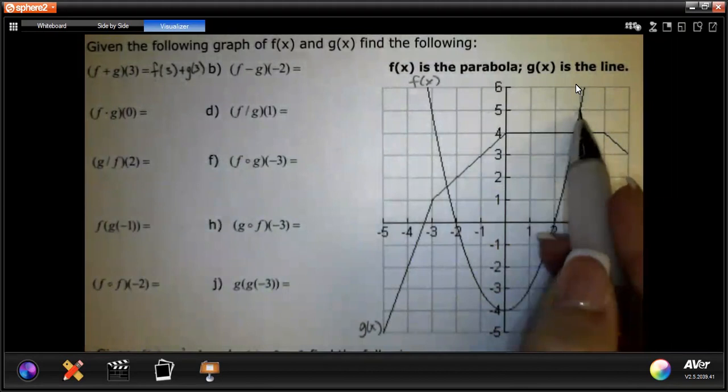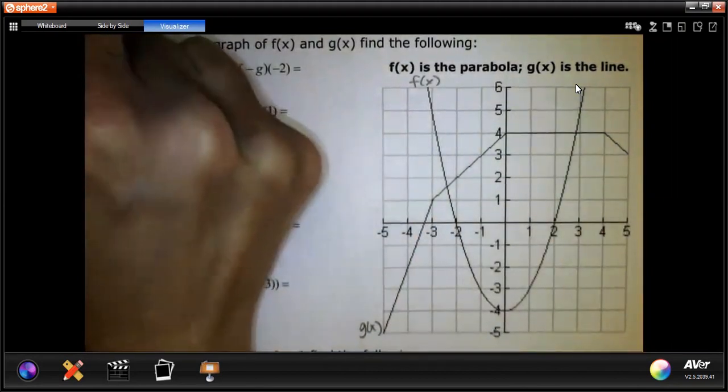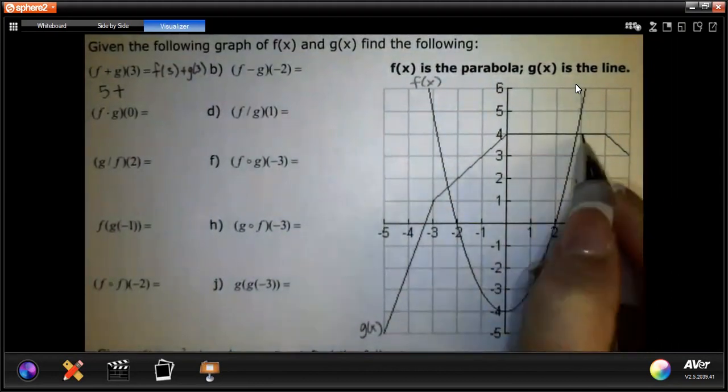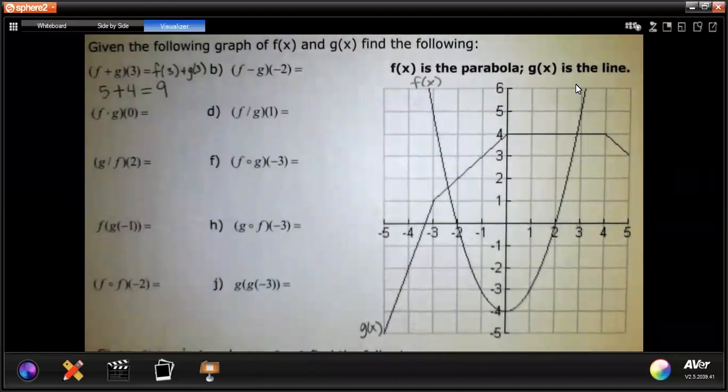So right here, it is at 5. So this would be 5. I go to 3, and then I go to my g function. That one is at 4. So 5 plus 4 is 9.